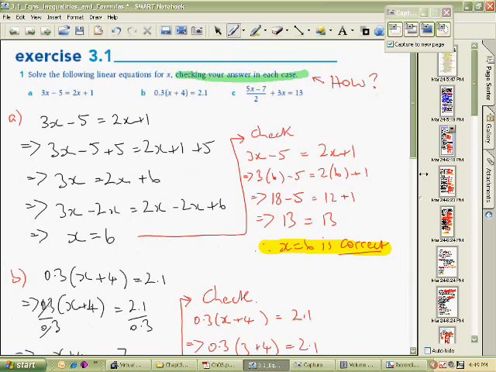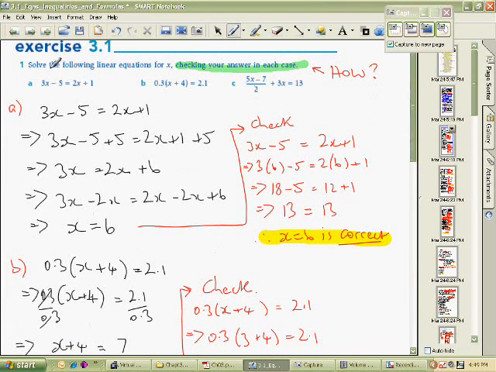Alright, let's make a start. Exercise question 1 here. Solve the following linear equations. It asks you to check your answer in each case. How would you do that? Let's take a look at a simple equation here.